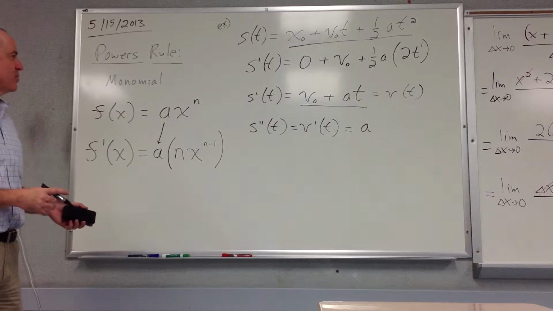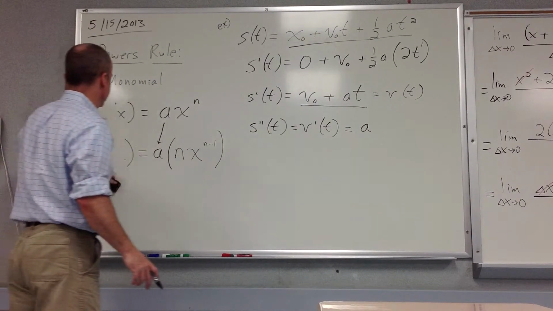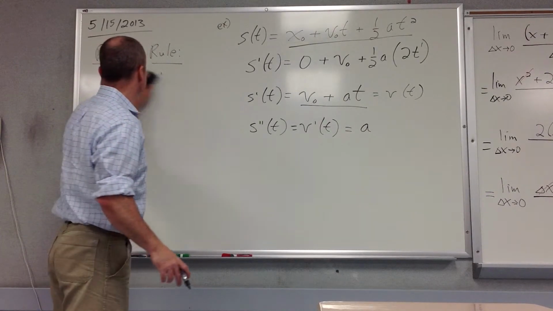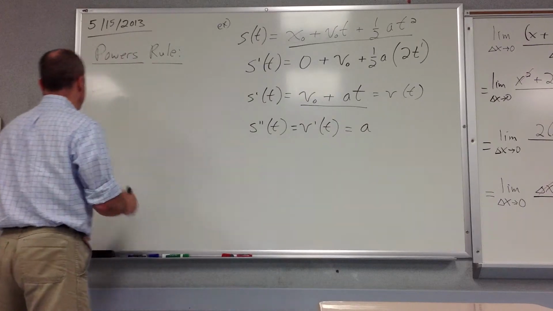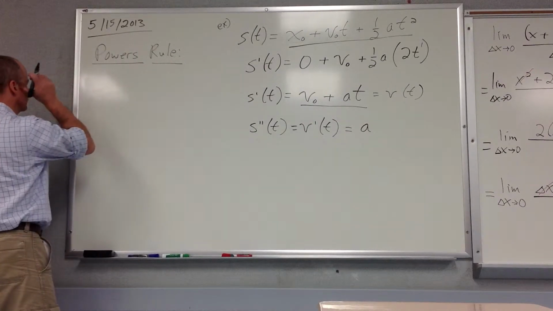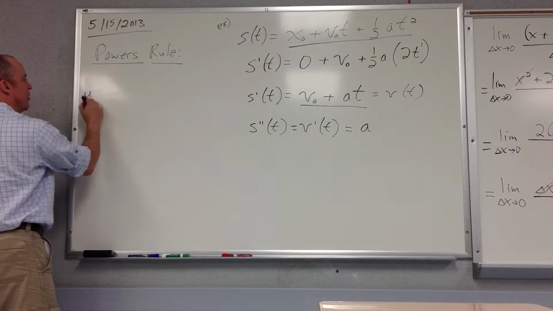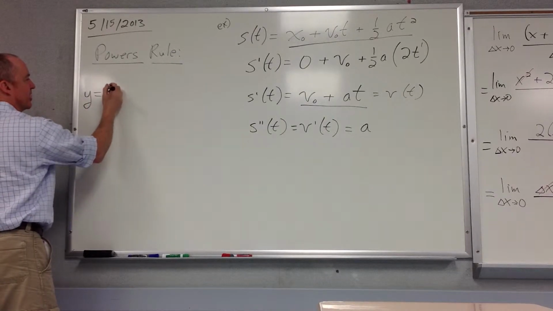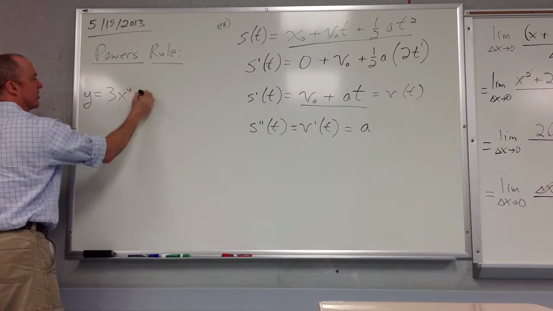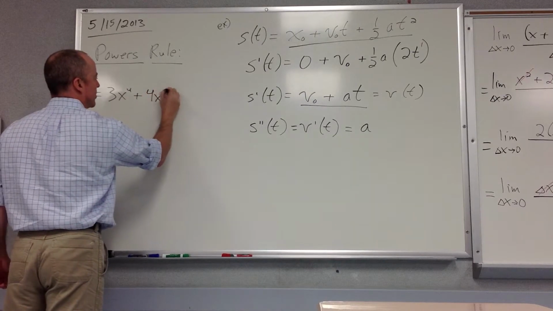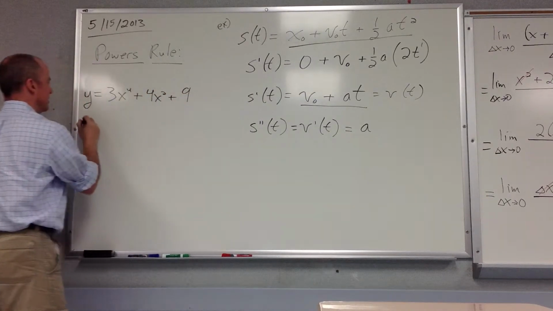I'm going to do a couple more examples of it. Erase this rule, see how well you remember it. Now you know it works for polynomials. Let's see. If y equals 3x to the 4th plus 4x squared plus 9.